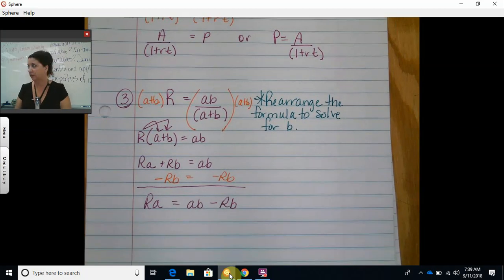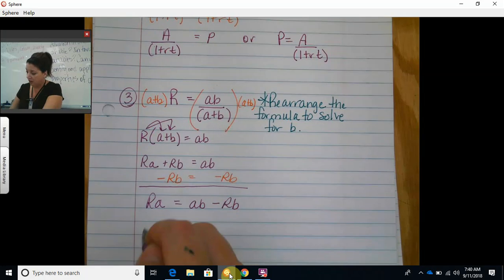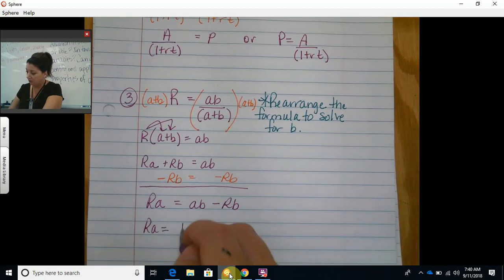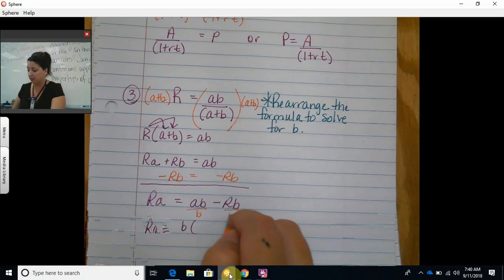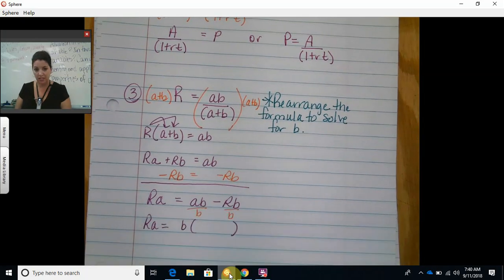Not RBs, just RB. All right, we're trying to isolate the B. On the right side, we have a B in both terms. What do you think we should do? Greatest common factor, right? They both have a B. That's what we're trying to isolate, so let's factor it out. So we have RA equals, I want to factor that B out. To figure out what's left, divide both terms by the GCF. And what is left? A minus R.